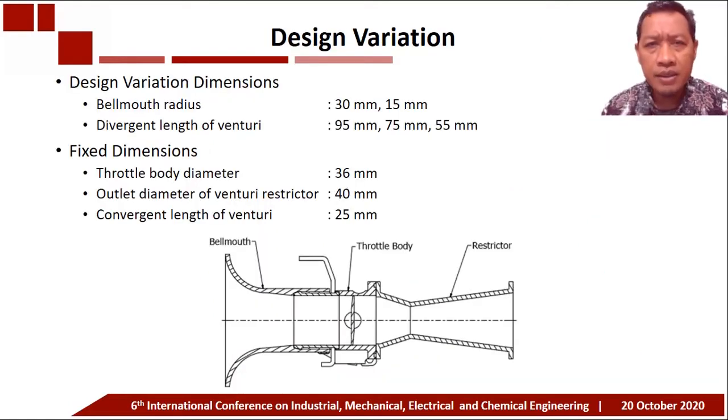This is the design variations. For the design variation dimensions, for bellmouth radius we set 30 mm and 15 mm. For divergent length of venturi, 95 mm, 75 mm, 55 mm. Whereas the fixed dimensions are: throttle body diameter 36 mm, outlet diameter of venturi restrictor 40 mm, and convergent length of venturi 25 mm. The configuration of the design we can see in this picture.